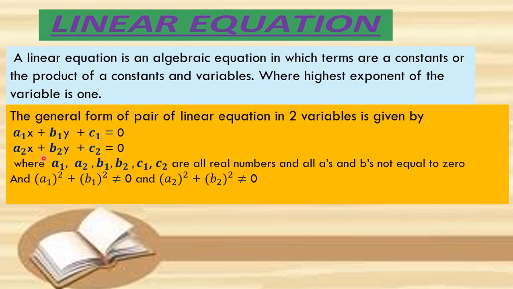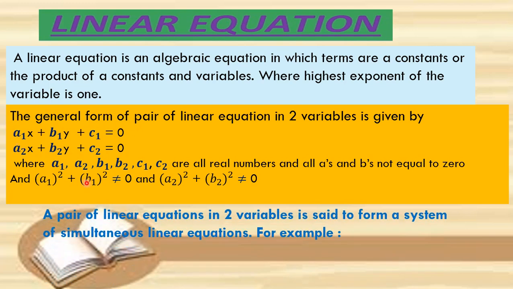When we solve these two equations, they are also known as simultaneous linear equations, or we can say a pair of linear equations in two variables is known as a system of simultaneous linear equations. For example, we can consider 2x minus 3y plus 4 is equal to 0 and x plus 7y minus 1 is equal to 0. These are a pair of linear equations in two variables.